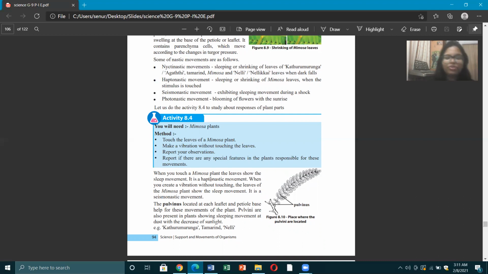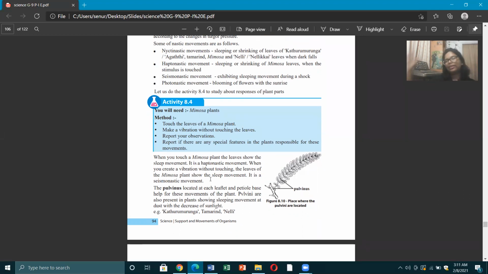And there's another one, photonastic. Again, it's not something magic or something like that. You all know it. When the sun rises, flowers bloom. It doesn't depend on whether it's towards the sunlight or whichever side. When the sun rises, the flowers bloom. Okay, so I think it's clear.